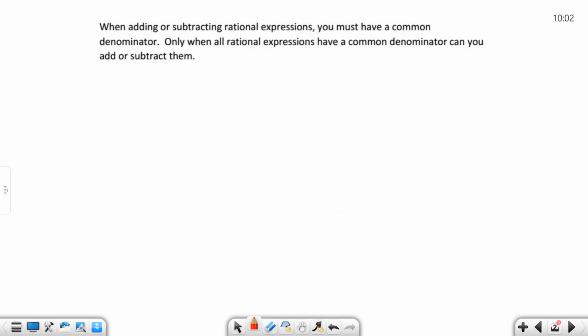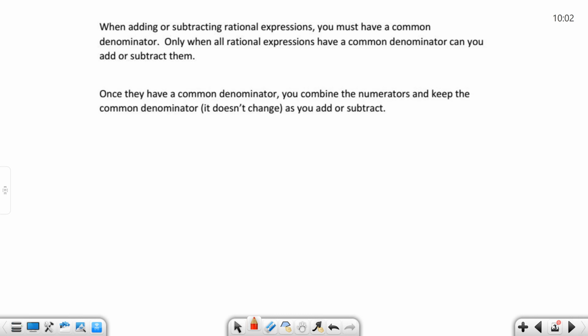When you add or subtract rational expressions, you must have a common denominator. That is super duper important, a common denominator. You cannot add two fractions that don't have a similar, common, or same denominator. Only when all rational expressions have a common denominator can you add or subtract them. Once you have a common denominator, you combine the numerators and keep the common denominator. The denominator doesn't change. So while you may add or subtract the numerators, the bottom, the denominator, doesn't change. Don't add or subtract that. The whole purpose of getting a common denominator is to keep it over that same common denominator.